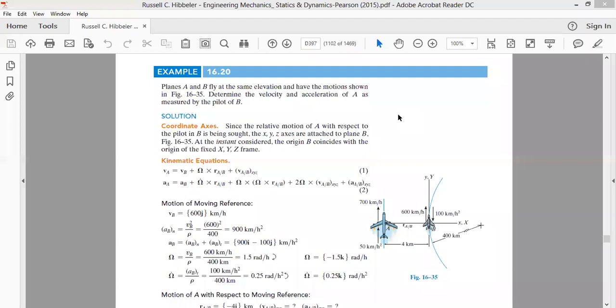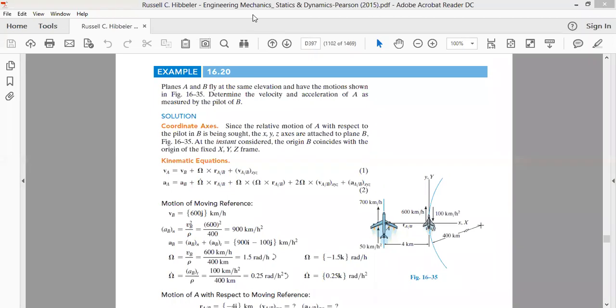I just need to introduce you to the problem 16.20. We will not be solving this problem right now because we have not understood the formulas or the equations which we have to use in these types of questions, but we need to understand what we have to learn in this topic. If you look at the question, it says planes A and B.